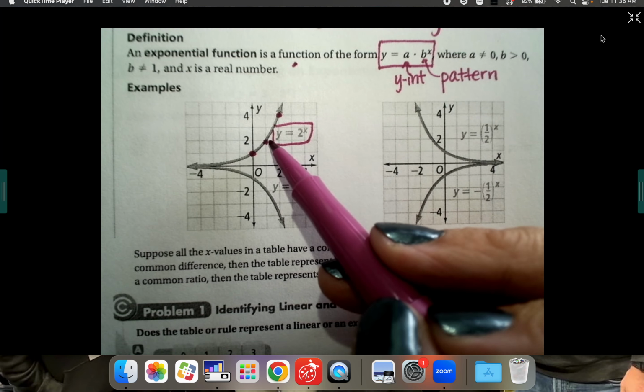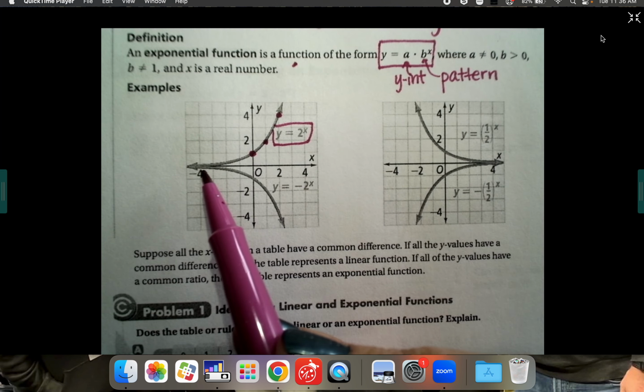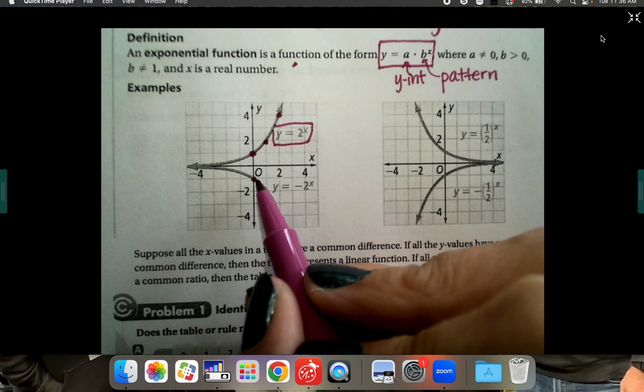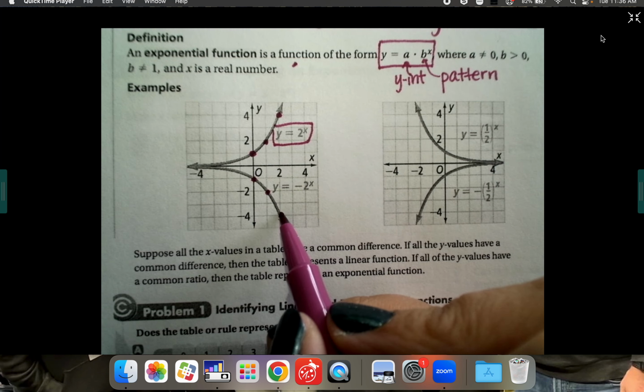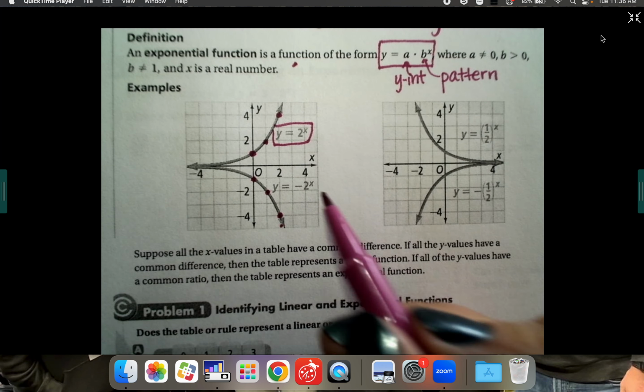It's doubling every time. This one is a negative 2 to the x, so it's doubling to the negatives. So it started at -1, it doubled to -2, then it doubled to -4, then it doubled to -8, and so on. So that's a -2 to the x power.